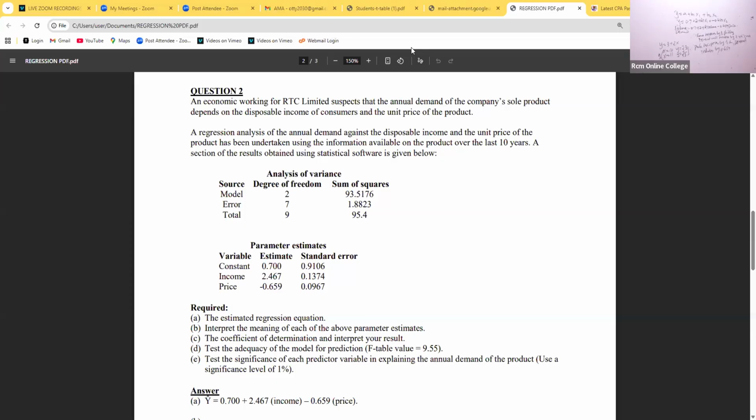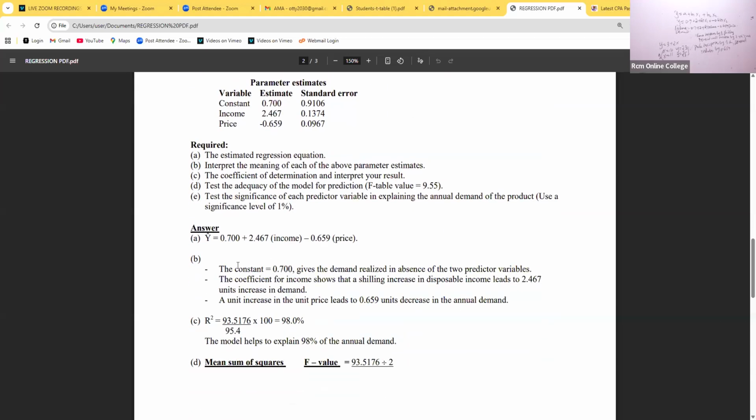98 point, great. Let me check whether you guys got it right. Yeah, you can see 98.0. So the model helps to explain 98% of the annual demand. And then 2% will be explained by other factors.